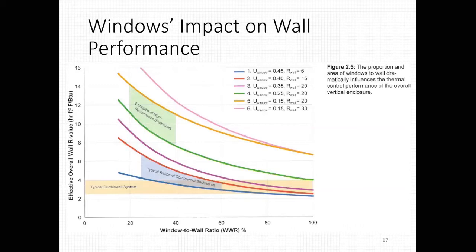Here's a chart that looks at window to wall ratio versus the overall R value. Again, you're looking at the same thing: when your window to wall ratios are lower, you can look at lower or higher U values. With lower R values and lower performance windows, there's still that correlation with the overall wall R value.